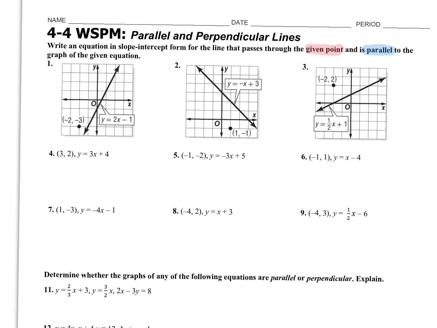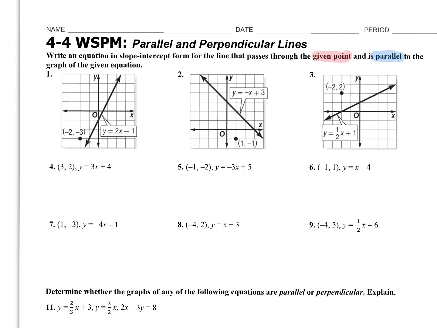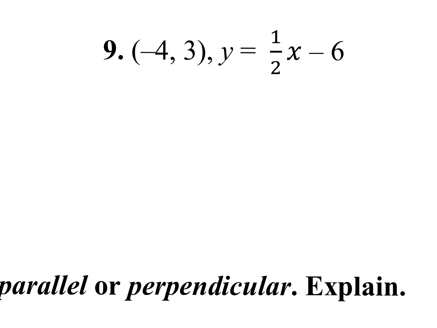Would you like to see any of those done right now, 1 through 9? Anybody? 9. Let's go to 9. They give us a point, x1, y1, and they tell us that our line is parallel to this line. Now, what is the slope of this line? 1/2. So if our line is parallel to this line, that means that our slope is also 1/2, right?